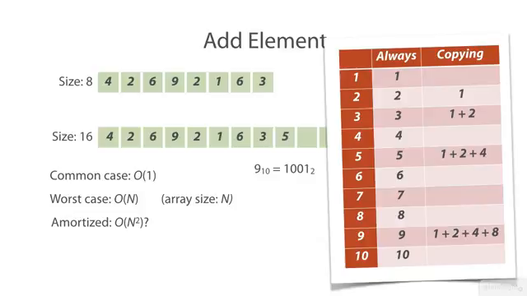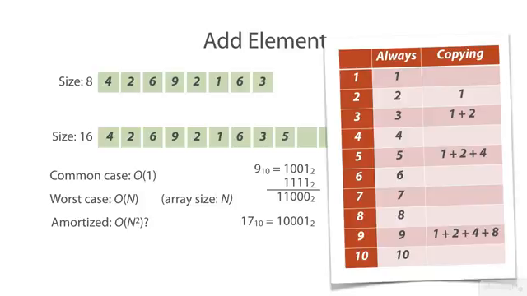So the sum of all the copy instructions performed when inserting element number 9 can be written like this, because these 4 digits represent the numbers 1, 2, 4, and 8. If we add the 2 numbers, we get the number representing the total number of instructions. And as you can see, this is only 1 digit larger than 9 written in binary.